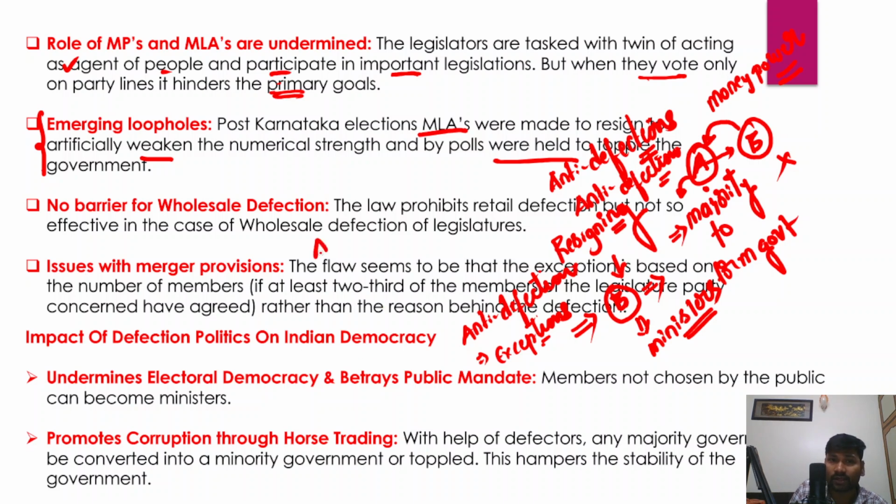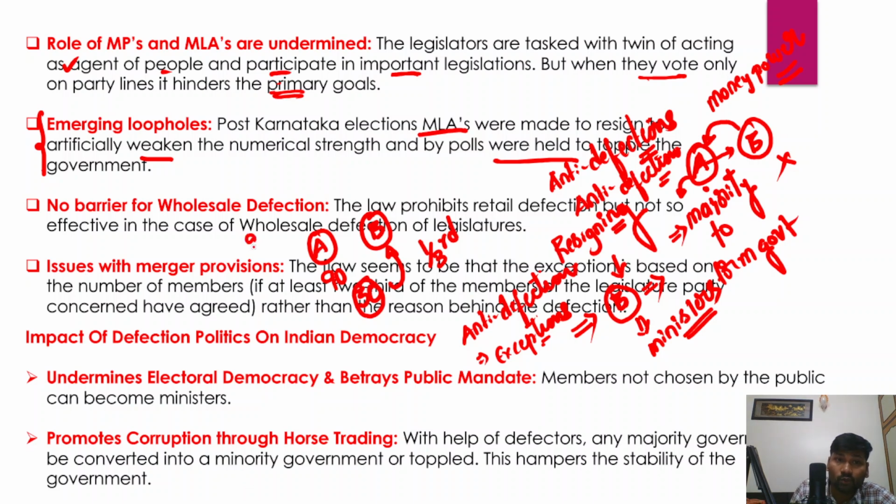Again, let us try to understand from another example, political party A and political party B. So for example, political party A has 90 members, and within the 90 members, if 30 members decided to join political party B, they will be disqualified under the anti-defection law. So this is 1/3 of the members.